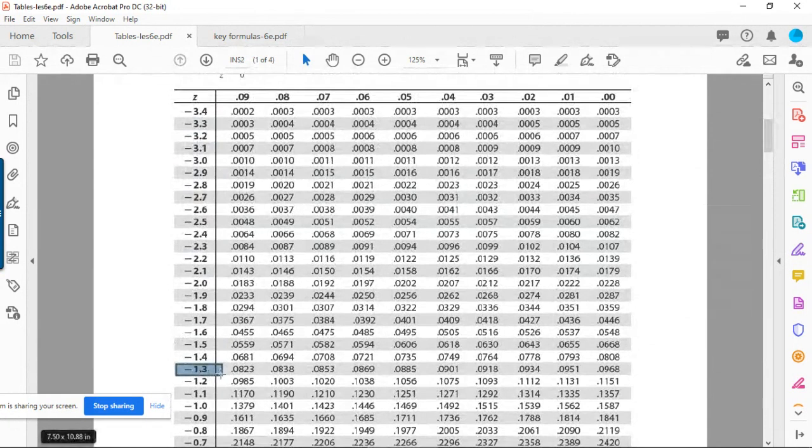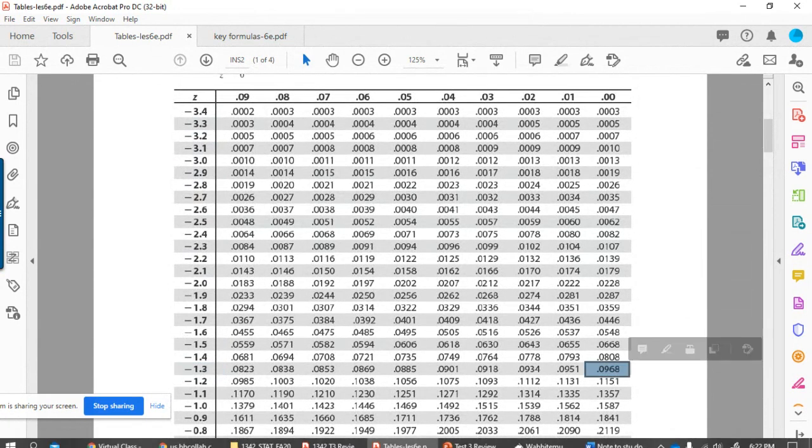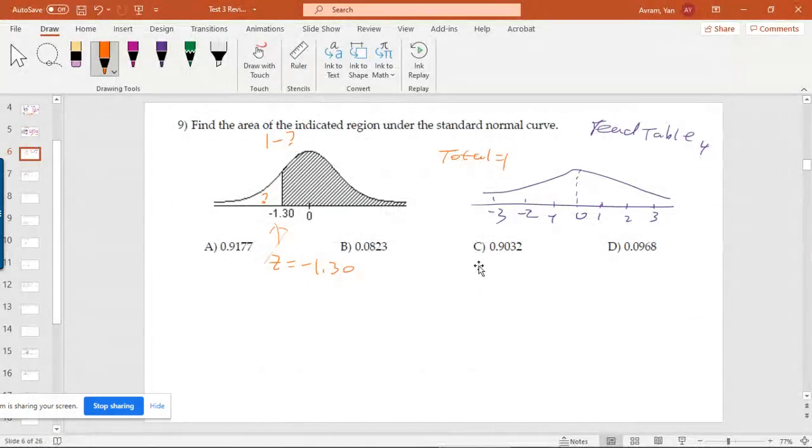and down. So negative 1.30, that is the number in here with 0.0968. So this is 0.0968 in here. My area to the right here will be 1 minus 0.0968. That way we get 0.9032, which is C. That will be the answer in here. So reading the table is very, very important here.